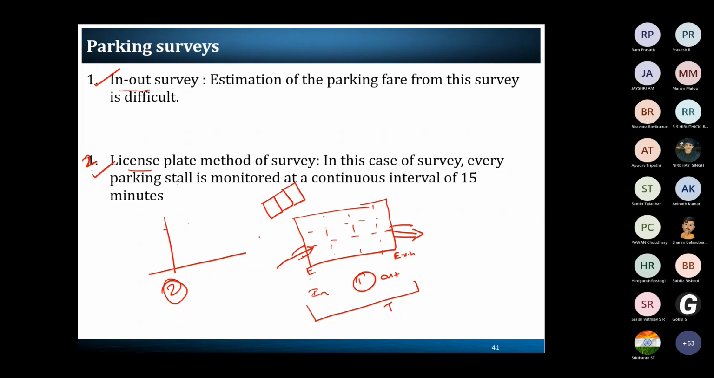In both surveys, people can manually go and stand and conduct the survey. Yes, there are a lot of automatic ways to measure things as well. So according to that we can measure it. This is the way we can collect the parking data from your study location.